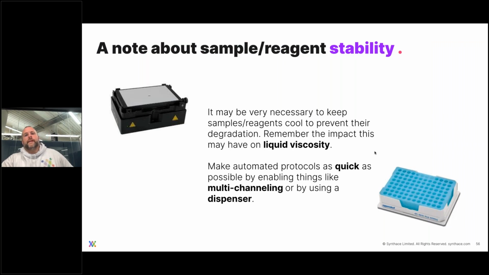This is just a quick note about sample stability. It may be necessary to keep liquids cool to prevent their degradation, but remember this may increase their viscosity and you may have to adjust your liquid classes accordingly. Moreover, you can limit the degradation of your samples by making the execution of your automated device as quick as possible, by ensuring things like multi-channeling, or by using something like a rapid dispenser.